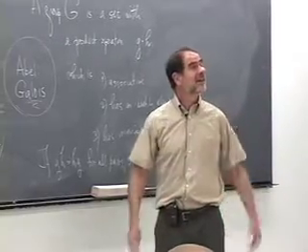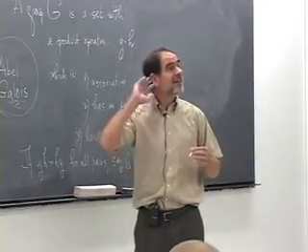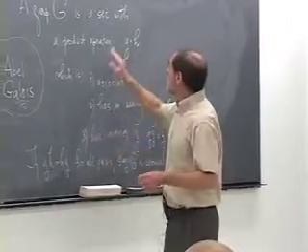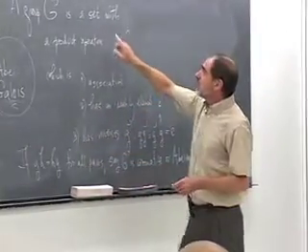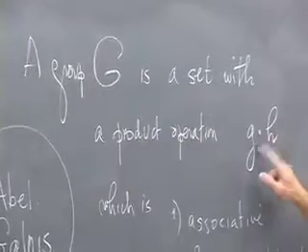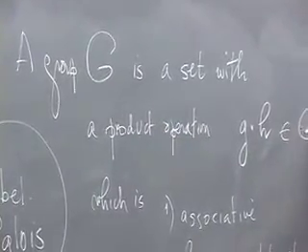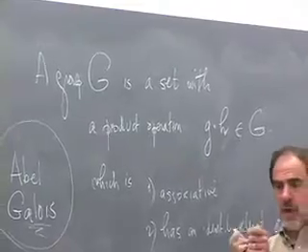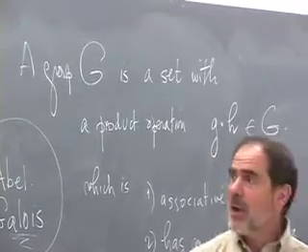Is it required that the product operation is closed, or is that assumed? Yeah, when I say a product operation, it means that for any 2 elements in the set G, there's a product GH which is in G. So associated to any 2 elements, you get a third.